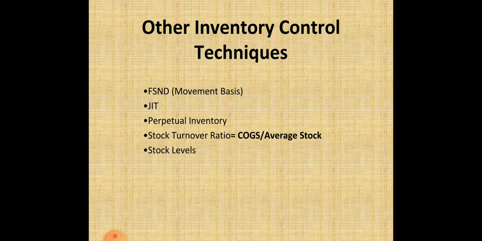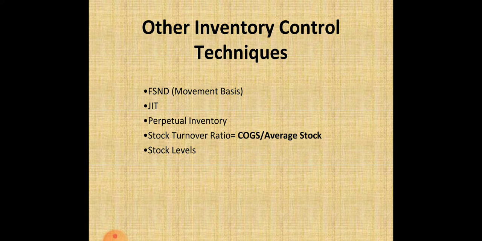There are some other techniques we are following, that is FSND analysis, which is done on the basis of movement. Here F stands for fast moving, S stands for slow moving, N stands for non moving, D stands for dead. So as per the movement of goods or inventory, we follow this method.